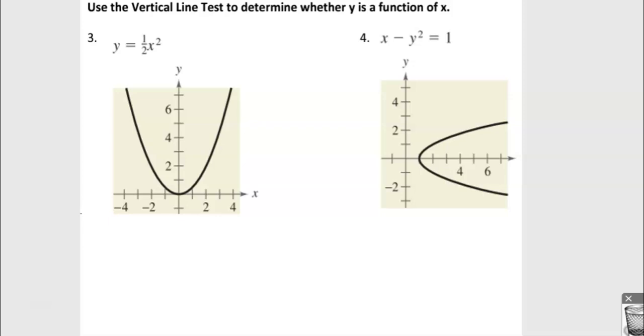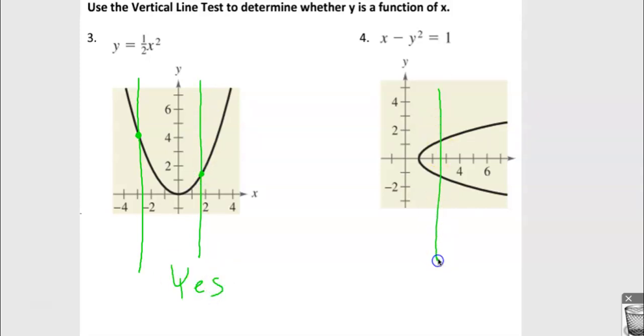All right, the vertical line test, we've spoken about this, just to determine if it's a function. If I draw a vertical line anywhere, notice it only crosses at one spot. Draw another, it only crosses at one spot. So yes, this is a function. If I draw a vertical line here, it crosses at 2 spots, or here, it crosses at 2 spots.